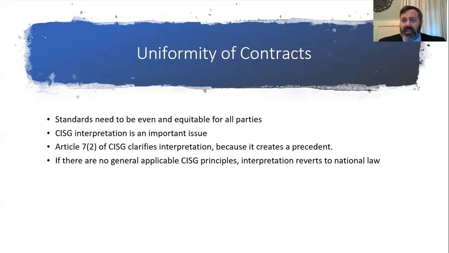CISG interpretation is an important issue when it comes to this. Article 7, subsection 2 of CISG clarifies the interpretation because it is a precedent. And that precedent itself is basically that if there's no generally applicable CISG principles, the interpretation reverts back to the national law.